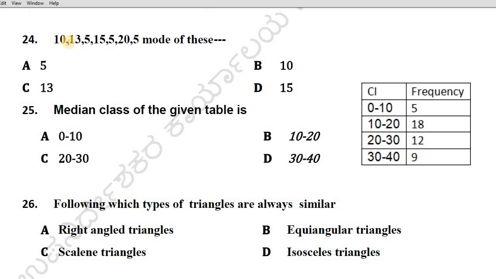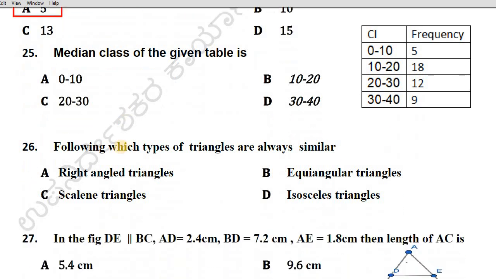Question number 24. 10, 13, 5, 15, 5, 25. Mode of these. See, when I am reading the data, easily I come to know that 5 I read 3 times. So the score which is repeated maximum number of times, that gives the mode. So here the right answer is option A, 5, because 5 repeated 3 times.